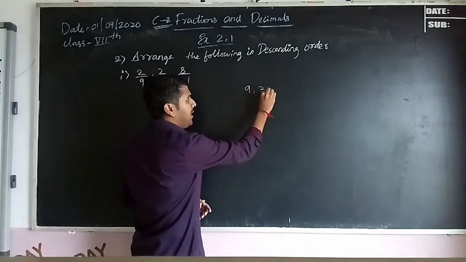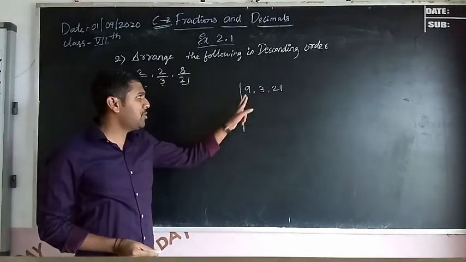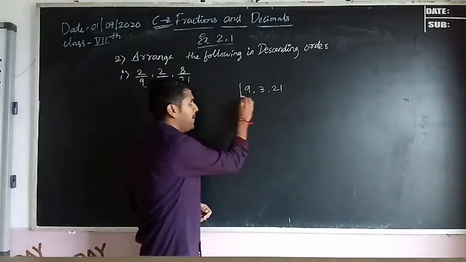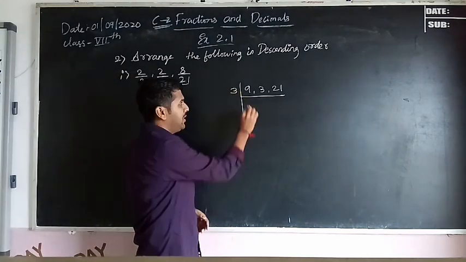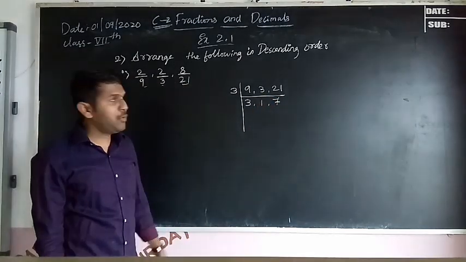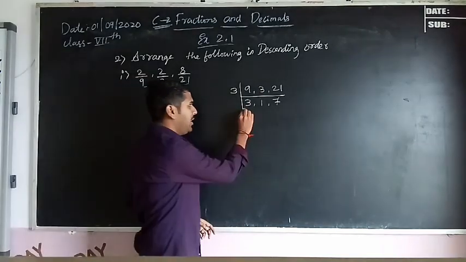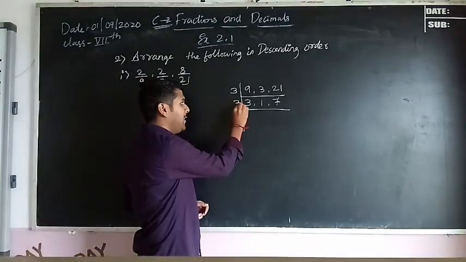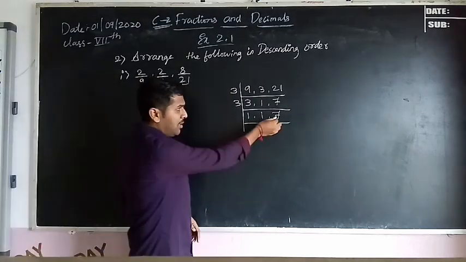So 9, 3, 21. How to find the LCM? First you have to take the common number. Is there any common number here? See here, 3 is a common number. So divide. 3 3s are 9, 3 1s are 3, and 7. If you want to find the LCM, you have to divide up to 1. Next, is there any common number? No. So take 3. 3 1s are 3, and 7. Next, the remaining number is 7.